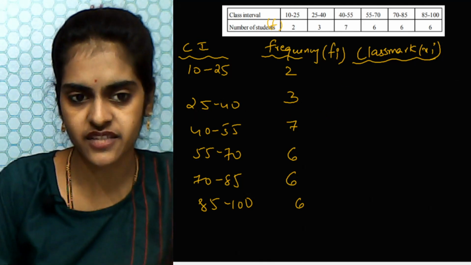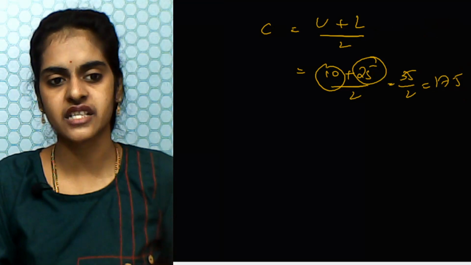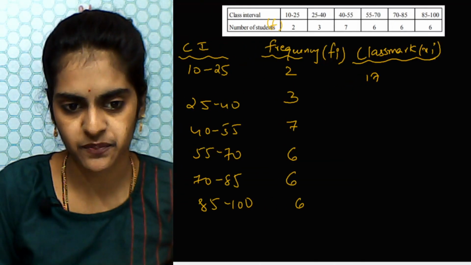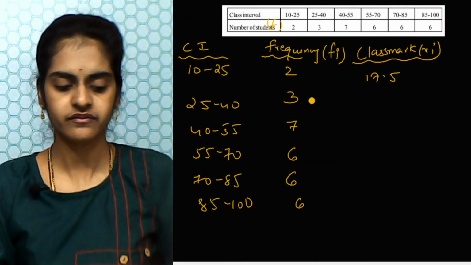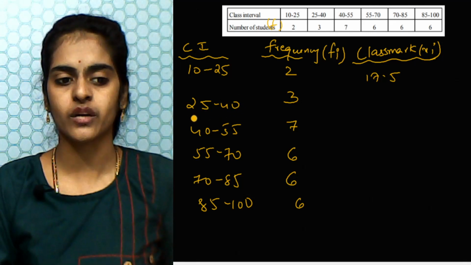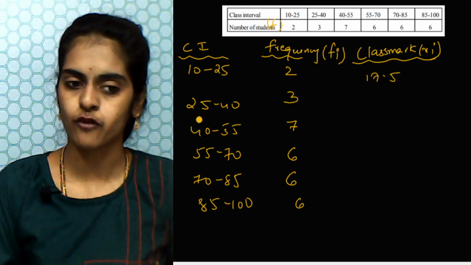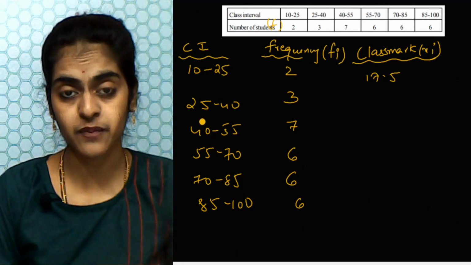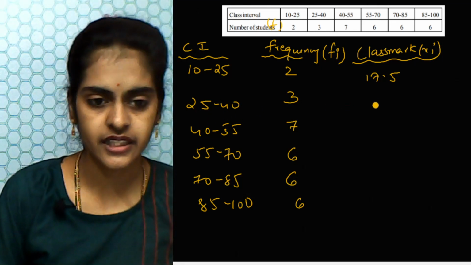So in this way let us find the class marks. The first one is 17.5. Now for 25 to 40, the upper limit is 40 plus the lower limit is 25. So 25 plus 40 is 65, divided by 2 gives you 32.5.